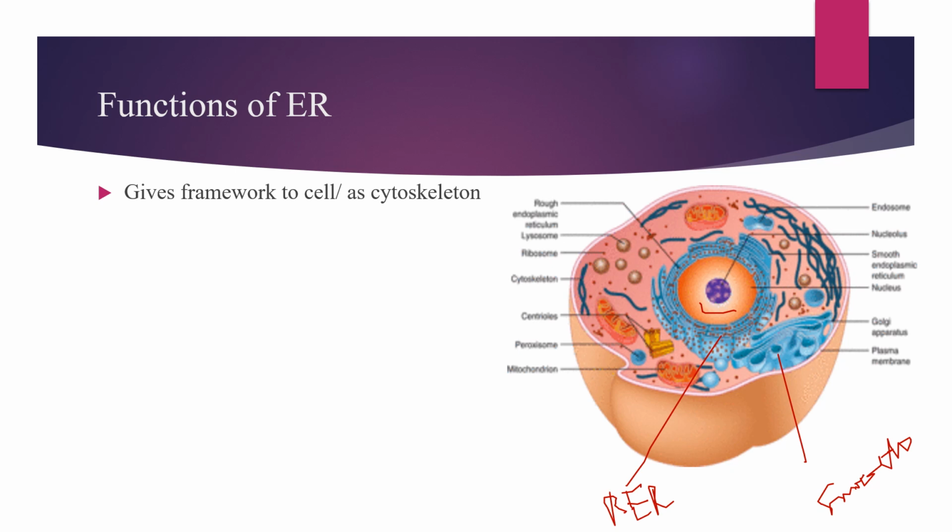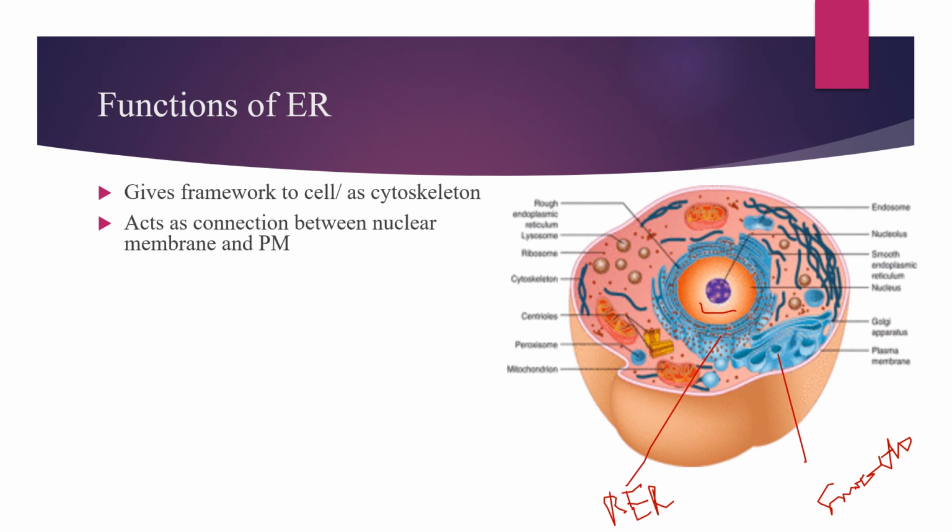So it acts as a cytoskeleton, because of this endoplasmic reticulum the shape is given to the cell. So that's why it is called endoplasmic reticulum gives framework to cell or also acts as a cytoskeleton.